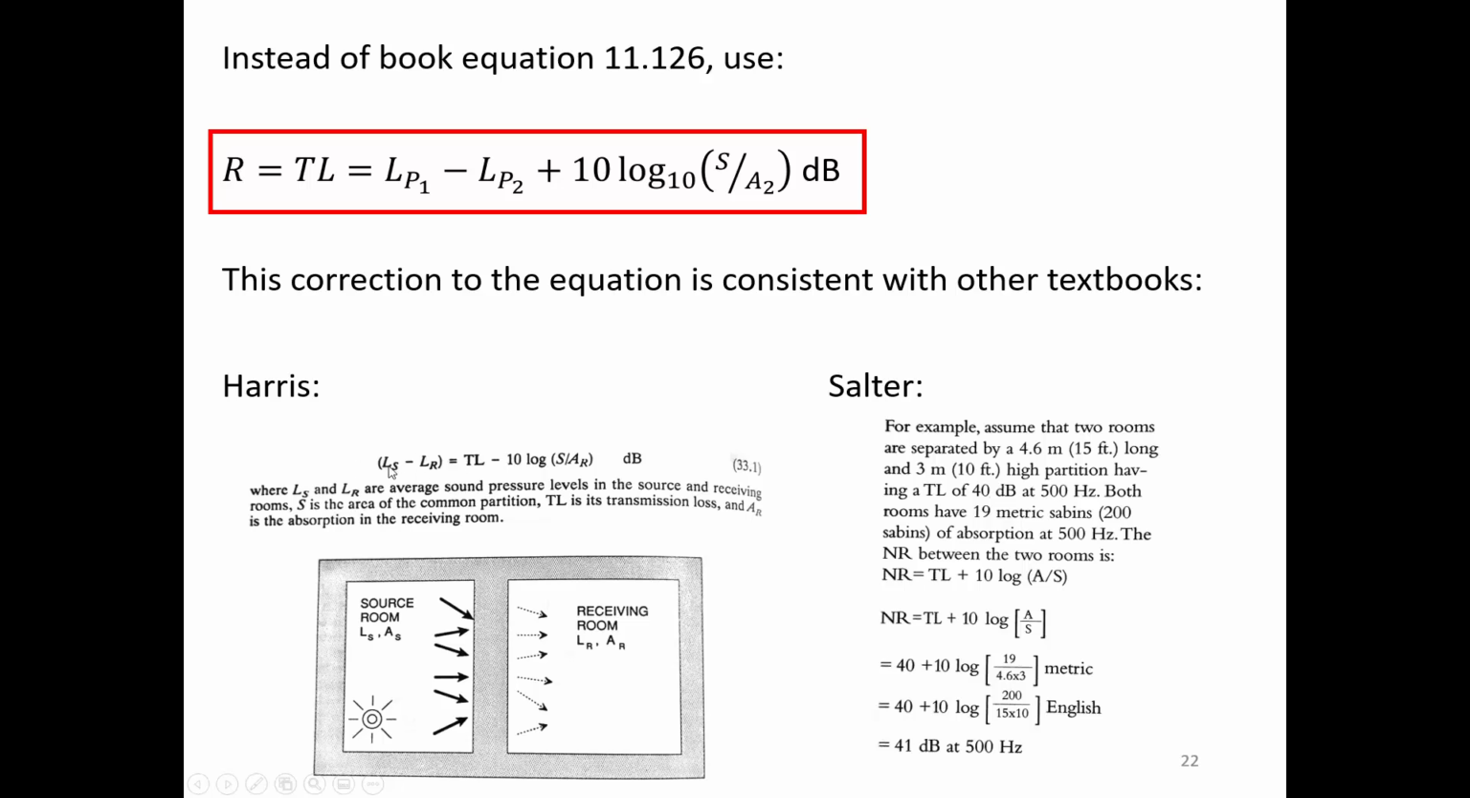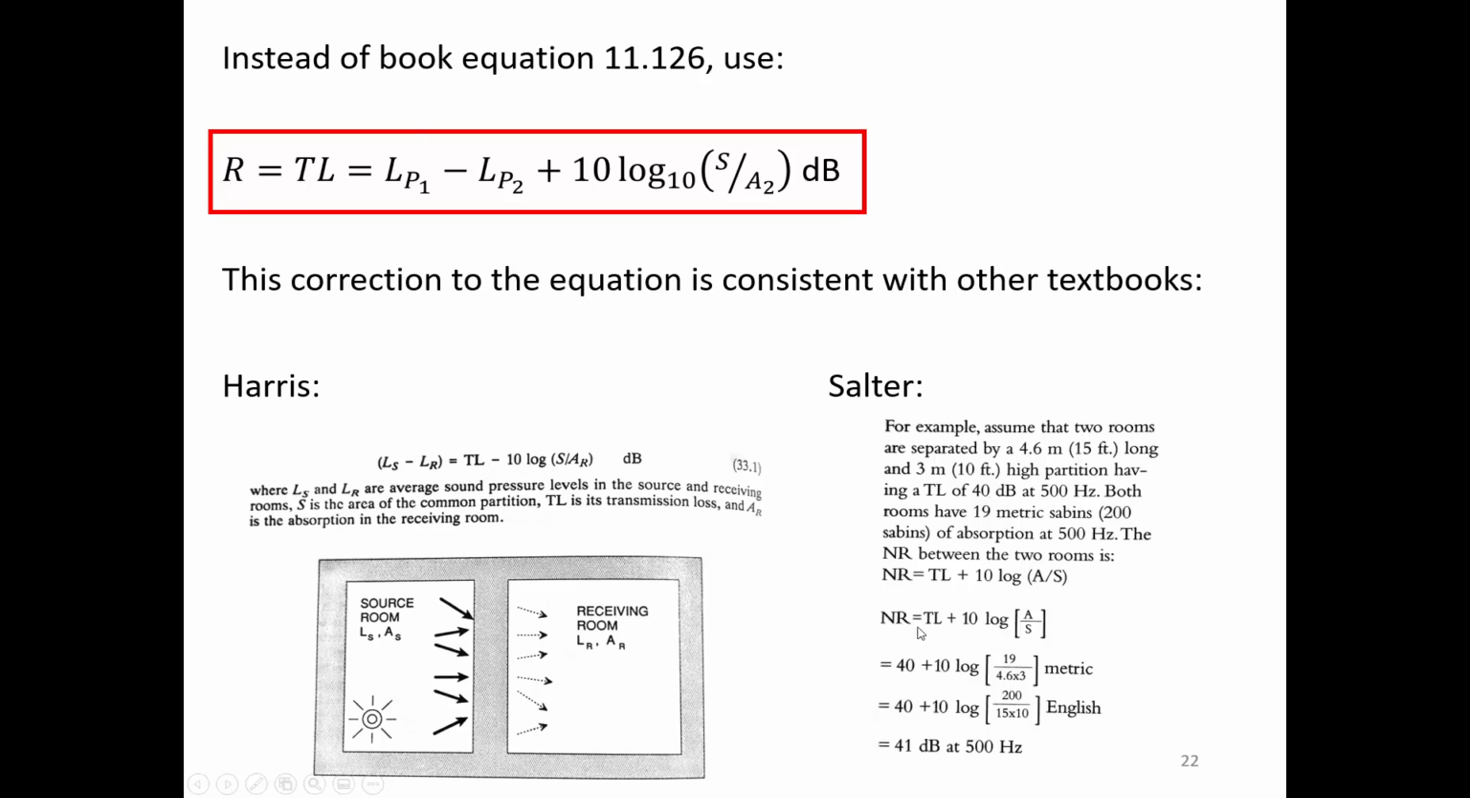So Harris has the noise reduction equation. He takes the source room minus the receiver room equals the transmission loss minus this term. So this matches what I say we should use instead of what the Fahey book says.